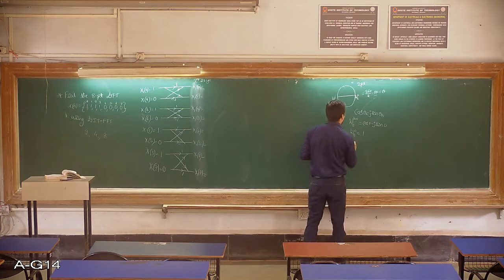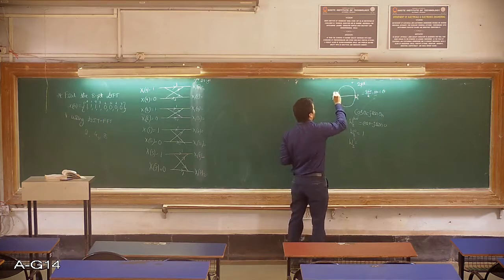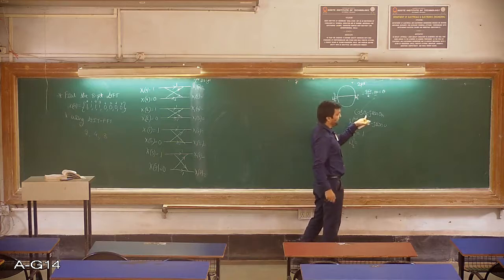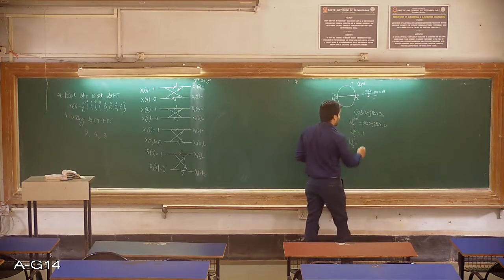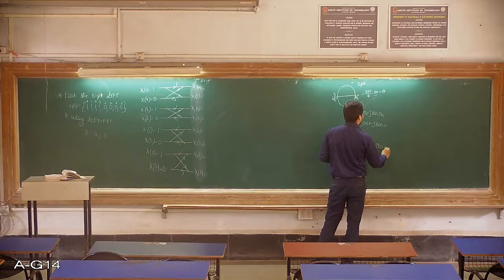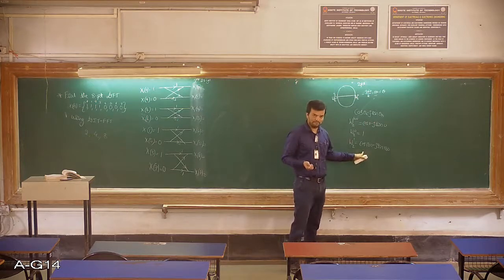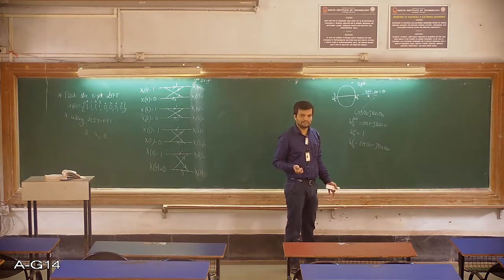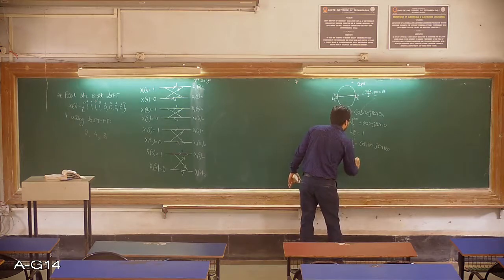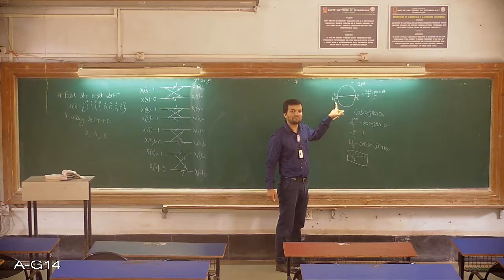Similarly, W2 of 1. Here the k value is 1. So 180 into 1, we will get cos 180 minus j sin 180. Cos 180 is minus 1, sin 180 is 0. Because of that, W2 of 1 is minus 1. Or else, it is the opposite direction, because a 180 degree phase shift is the minus 1. That way also we can calculate.